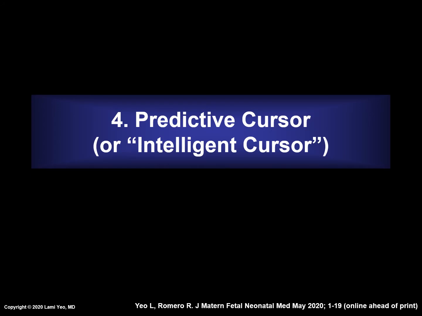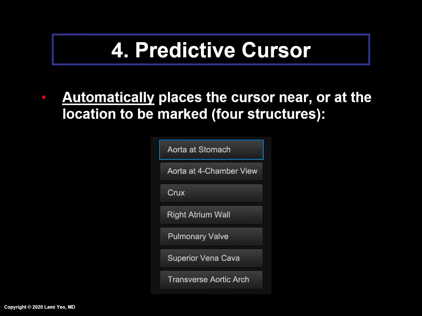Predictive or intelligent cursor placement by intelligent navigation technology. Now, FIND does not place the cross-shaped cursor anywhere on the screen. Instead, FIND simplifies the marking process because it automatically places the cursor near or at the location to be marked. Predictive or intelligent cursor placement occurs for the last 4 anatomical structures to be marked: the right atrial wall, pulmonary valve, the cross-section of the superior vena cava, and the transverse aortic arch.